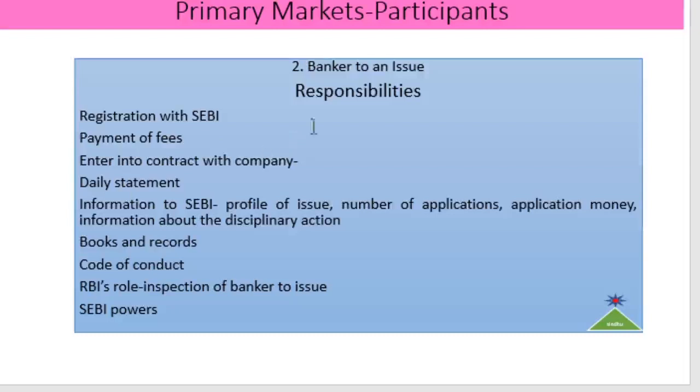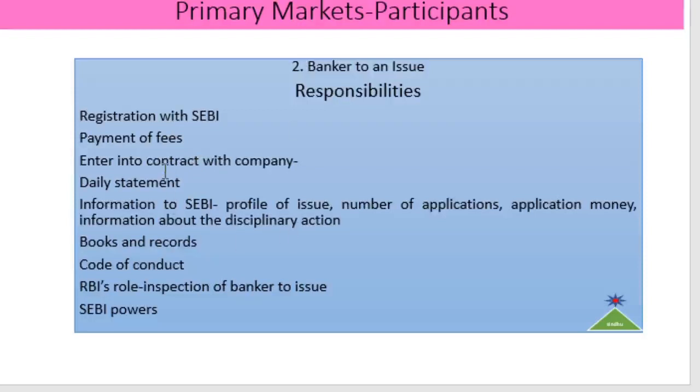Now, the responsibilities of banker to the issue. The first is registration with SEBI. Bankers who are willing to act as bankers to an issue are required to obtain the necessary certificate of registration from the SEBI under the SEBI Banker to the Issue Rules and Regulations 1994.